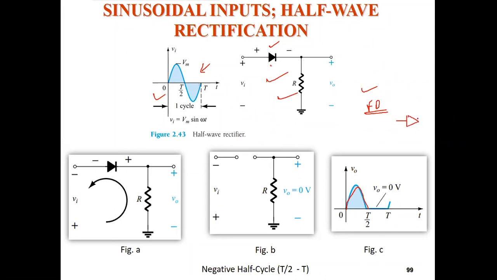Okay, the diode is connected. Okay, so you will say that this side is plus and this side is minus. Okay, so that means diode is actually conducting. Okay, so it is shorted. Okay, so if it is shorted, your output voltage equals input voltage.